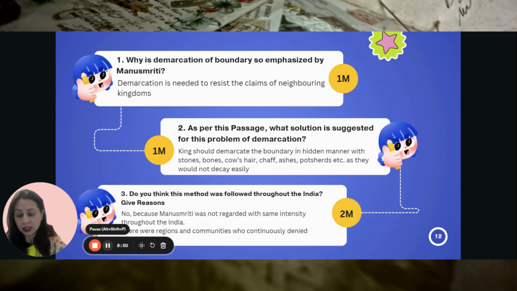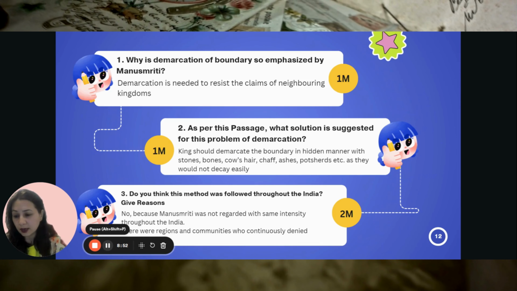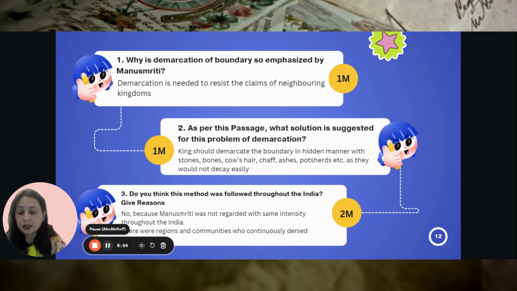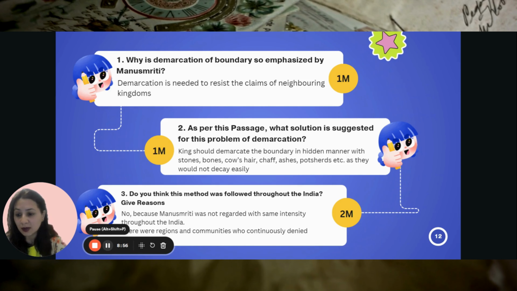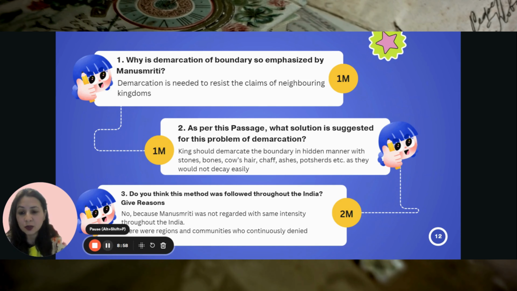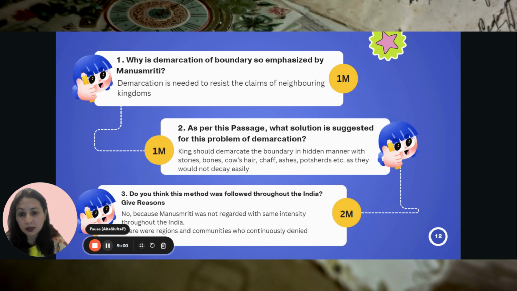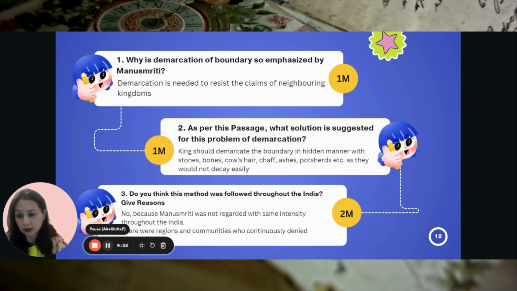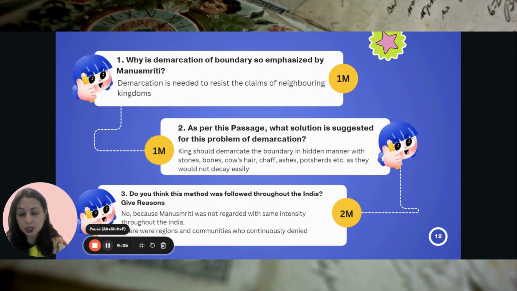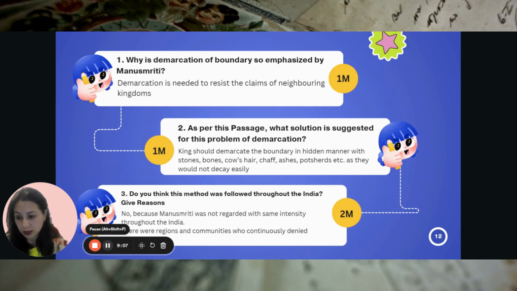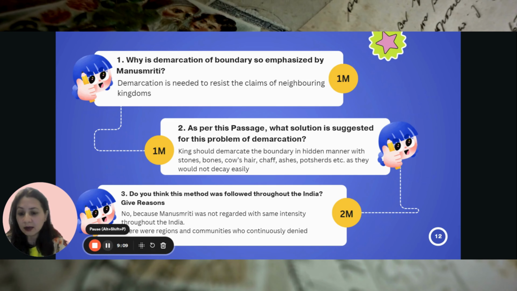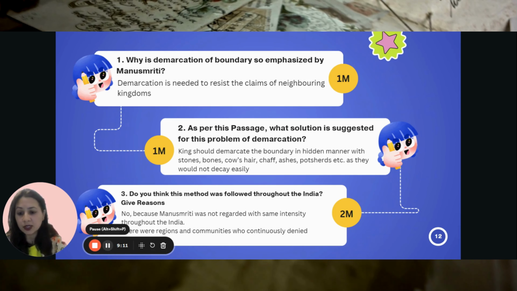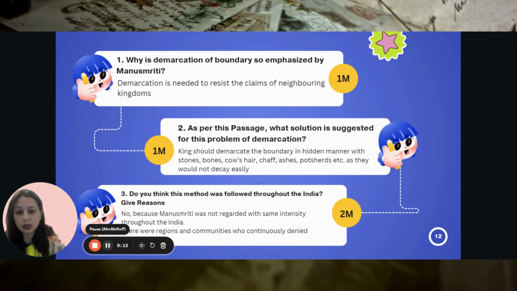Then do you think that this method was followed throughout the India? So we know that not always the rules are followed. So same way here also, this particular demarcation of boundary as mentioned in Manusmriti was not followed with the same intensity in our country. Right? There were some of the regions and communities where it was not followed.